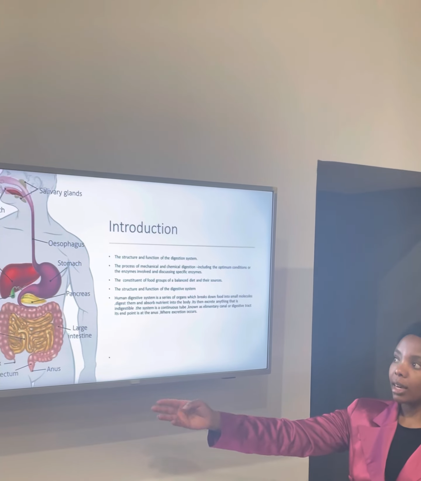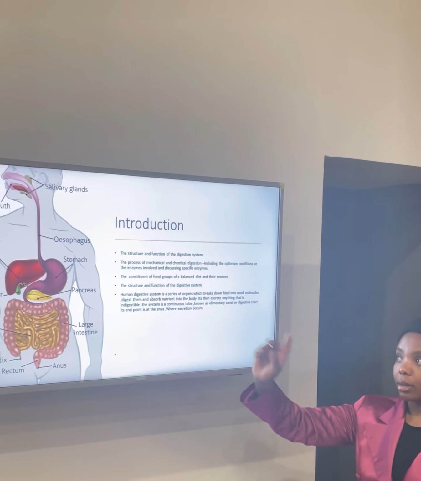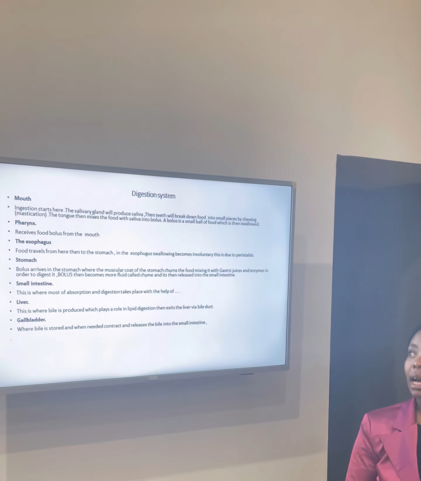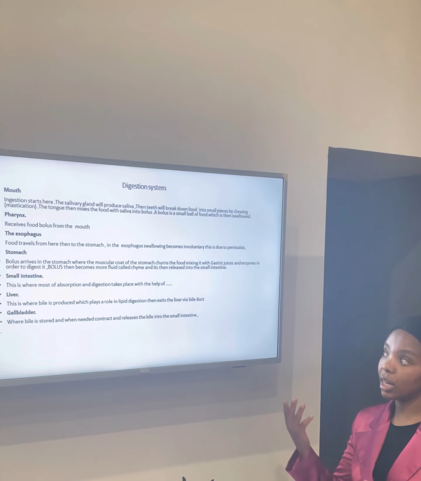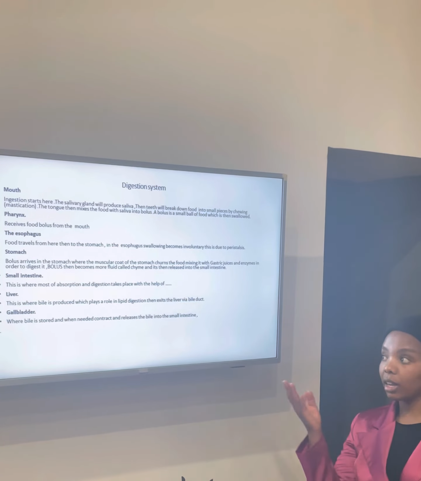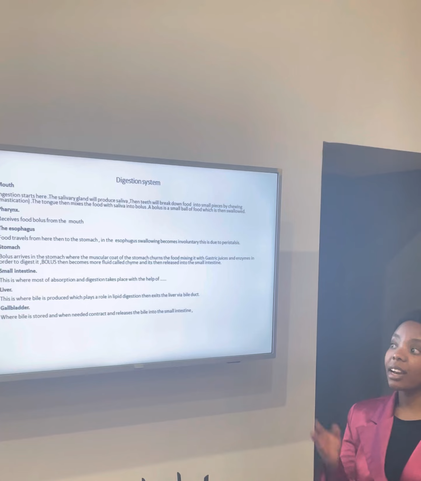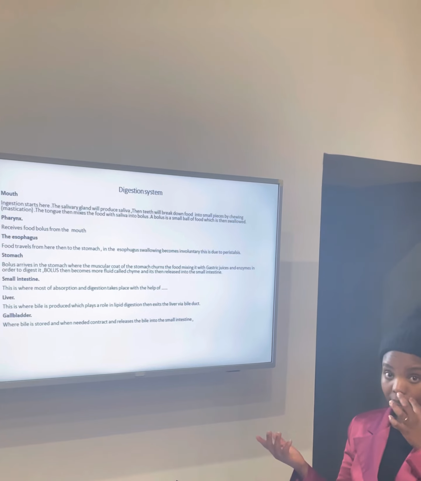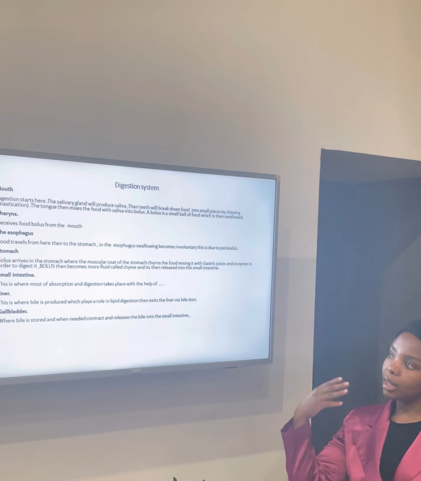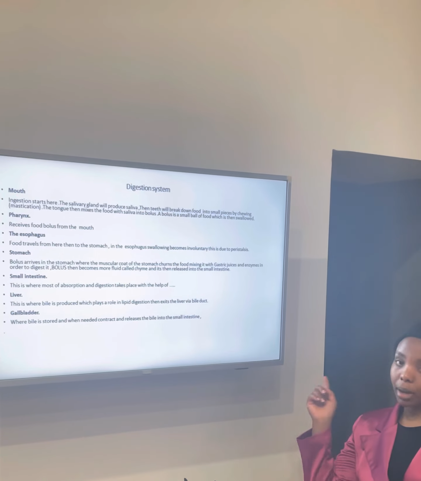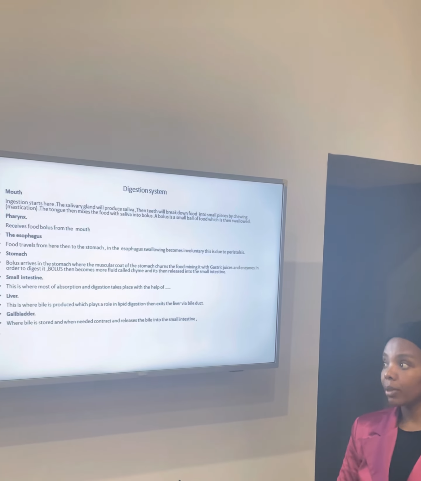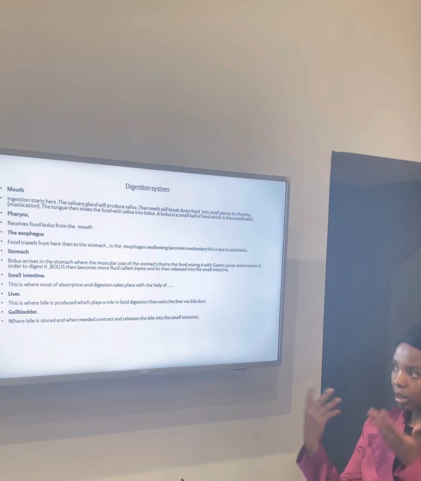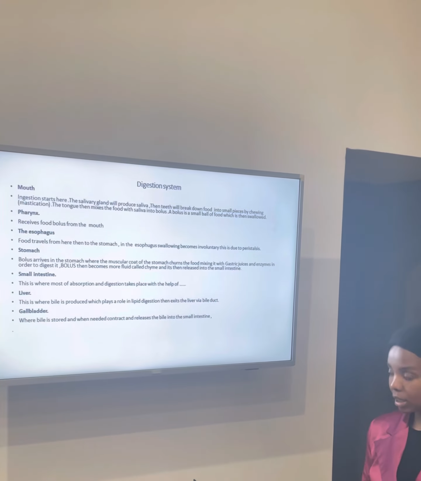Then chyme goes further to the small intestine, whereby in the small intestines, most absorption and digestion take place with the help of the liver, gallbladder, and the pancreas. In the liver, this is where bile is produced, and its role is lipid digestion. And then bile leaves liver via bile duct to the gallbladder. This is where bile is stored, and whenever it's needed, it contracts and goes back to the small intestines.